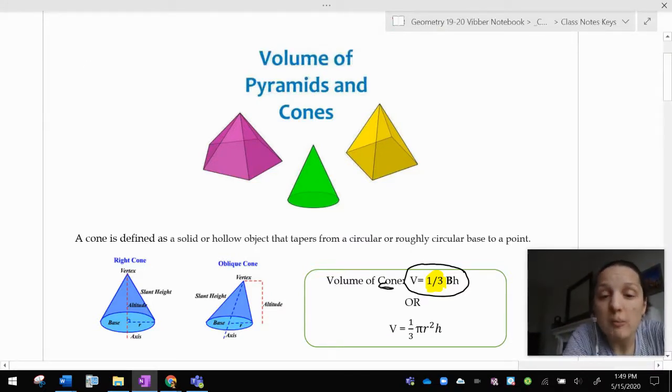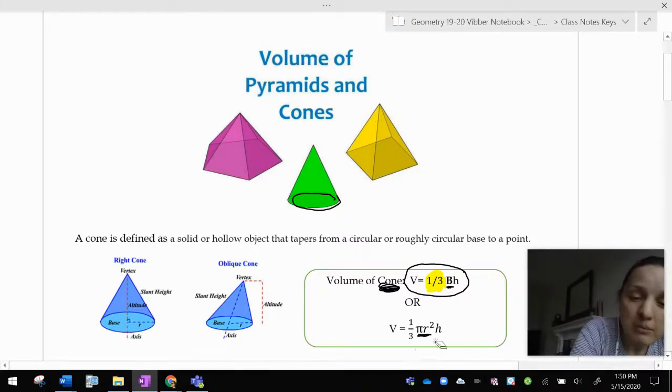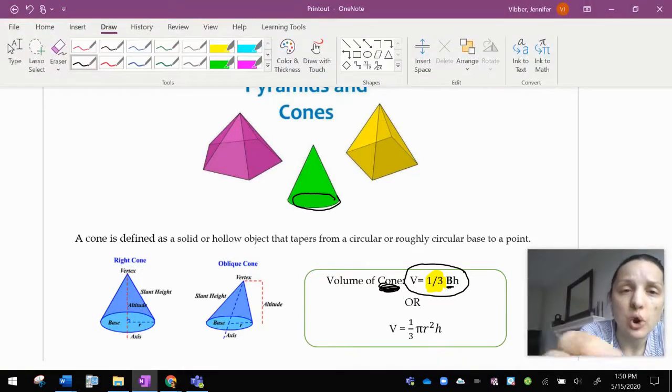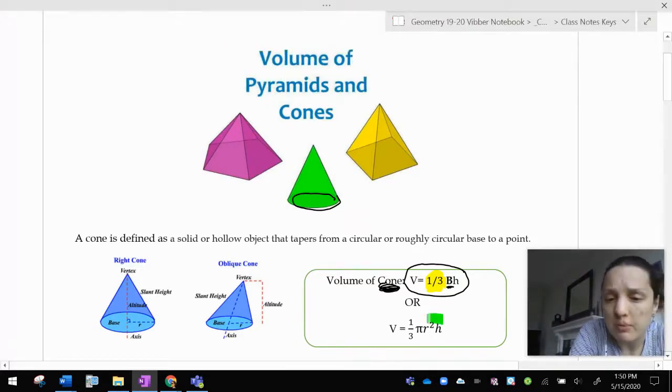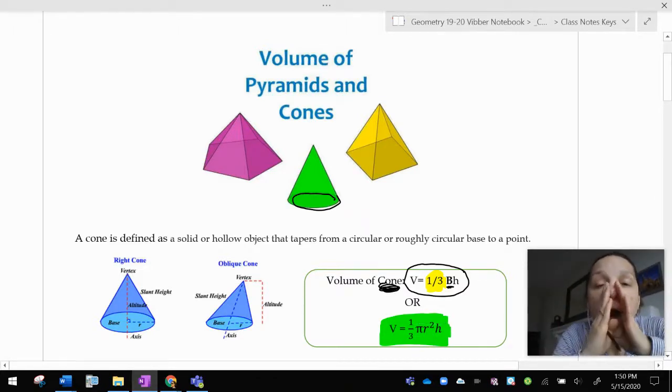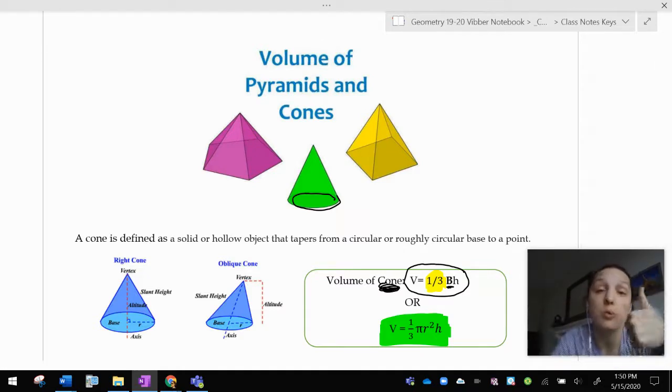If we're talking about a cone, the base of a cone is a circle, and the area of the base would be the area of the circle, which is pi r squared. And then the height is just the height. So instead of memorizing 1/3 base times height for a cone, it's a little bit easier to remember that the volume of a cone is 1/3 pi r squared h. To find the volume of a cone, you need both the radius of the base and the height.